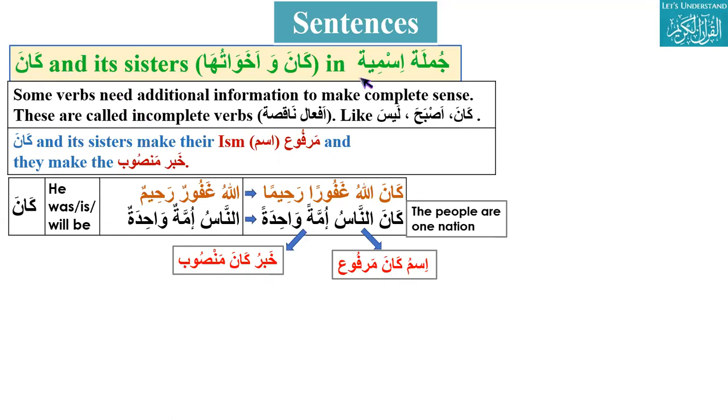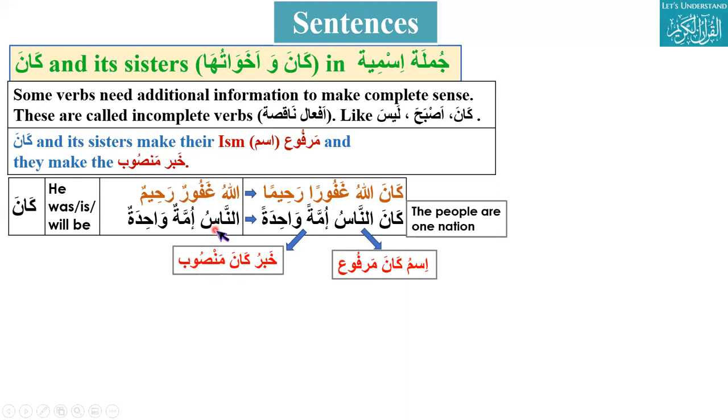Yeah. When we use Kana, it doesn't affect the Mubtada, but it turns the Khabar to Mansub. For instance, here we have Allahu Ghafurun Rahim. If we use Kana, it doesn't change Allah, but it changes Ghafurun Rahimun to Ghafuran Rahima. So the nominal sentence is going to be Kana Allahu Ghafuran Rahima. Allah is called Ismu Kana, and Ghafuran Rahiman is called Khabru Kana.